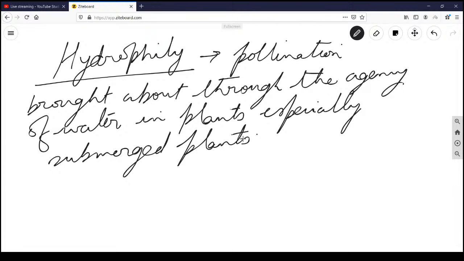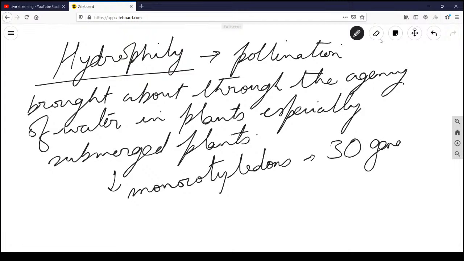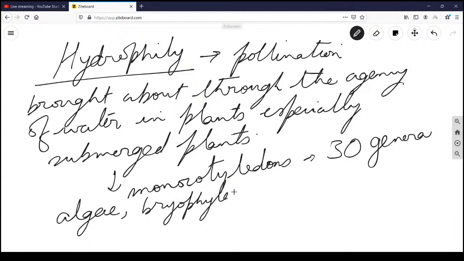So this has been reported only in about 30 genera. Mostly all are monocotyledons. Okay, 30 genera only. So water helps in the movement of male gametes in case of what? In case of algae, in case of bryophytes, okay, amphibians they are known as, right? Then in case of pteridophytes.